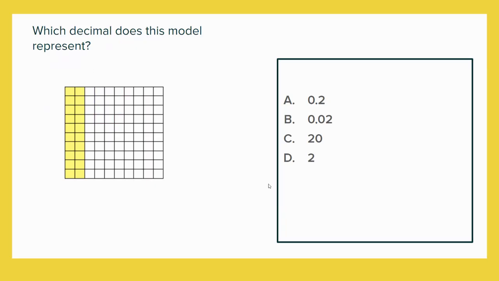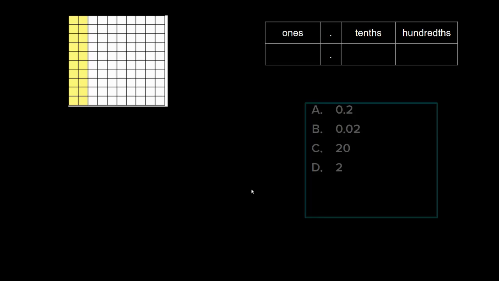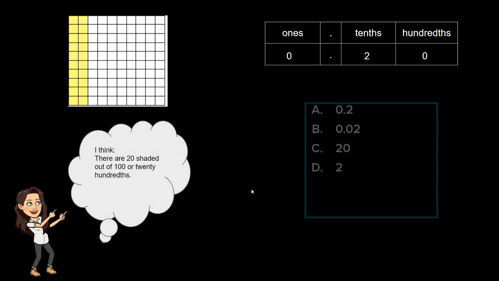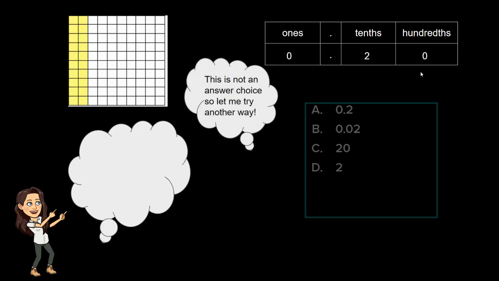Which decimal does this model represent? Let's check your answer. So I'm going to think there are 20 shaded out of 100 or 20 hundredths. So I'm going to put my 20 in the hundredths place so that it ends in the hundredths place. But this is not an answer choice, so I'm going to have to try something else.